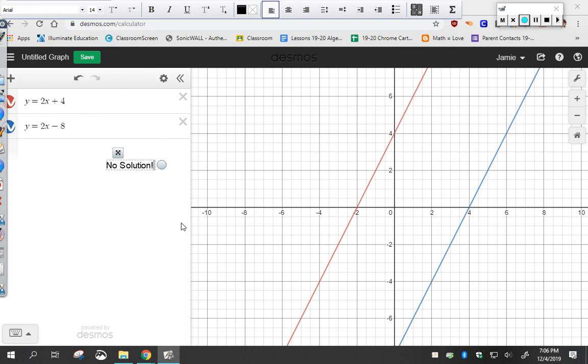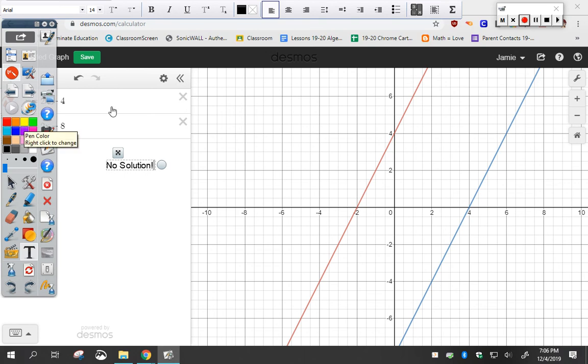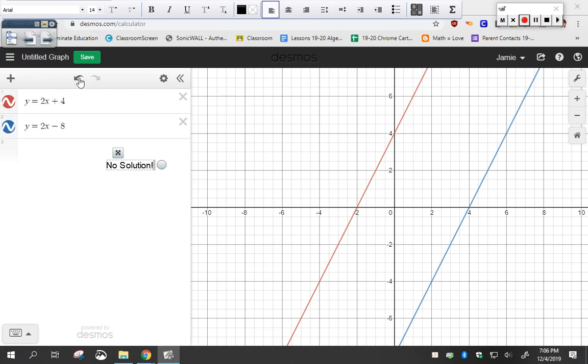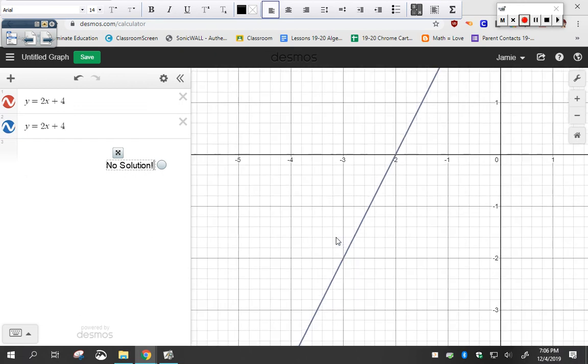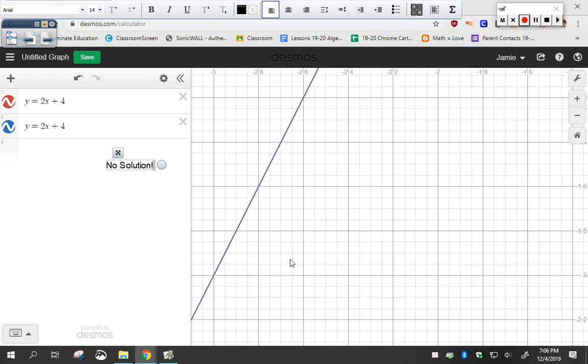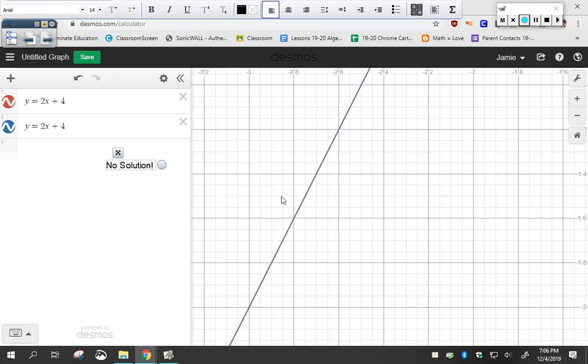So let's think about infinitely many solutions. Let's notice something. We have two of the same slope, but we have two different y-intercepts. What would happen if I changed my y-intercept? Okay, so my red line disappeared. It's gone. Except that not really, I don't have a blue line either. If you look closely, I don't know if I'm zooming in on the line itself or not.